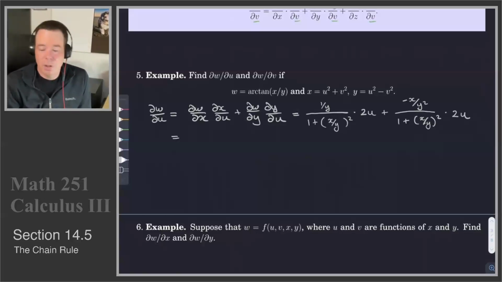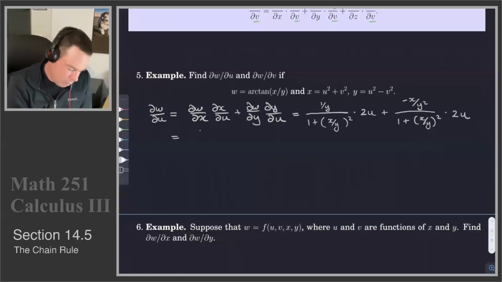And so now we can put everything in terms of u and v. This would be a 1 over u squared minus v squared all over 1 plus x over y. So that's u squared plus v squared all over u squared minus v squared all squared, times 2u. So I'll put the times 2u up top.